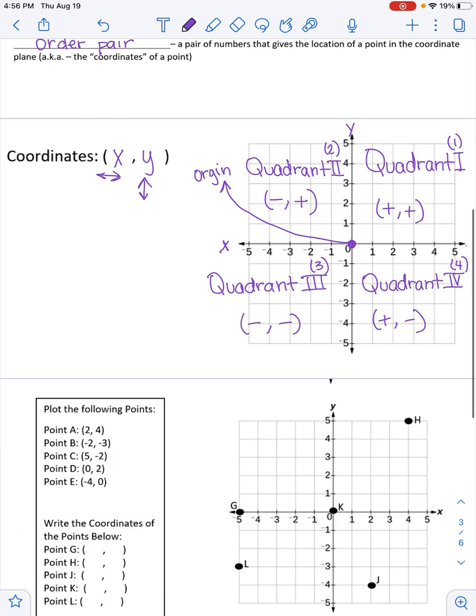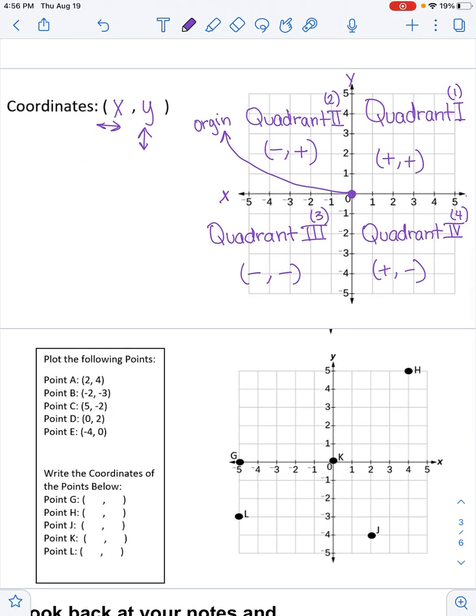Now we're going to practice plotting some points. So we have some points. We want to plot them and label them. Remember, our x value goes first, our y value goes second. So point A is at 2, 4. They're both positive, which means it needs to go in quadrant 1. So I'm going to go to the right 2. I'm going to go up 4 and plot a point. And I'm going to label it A.